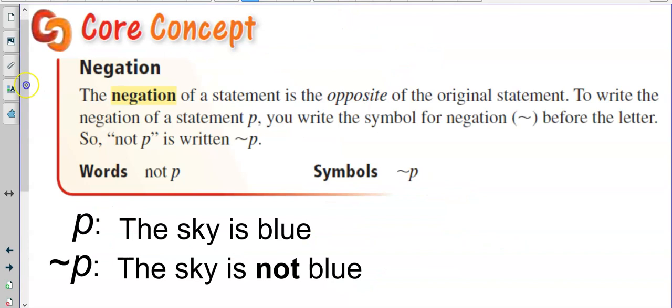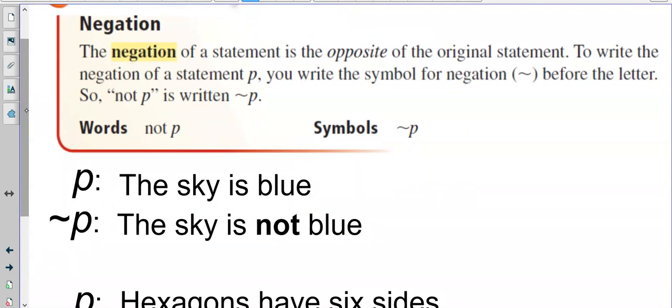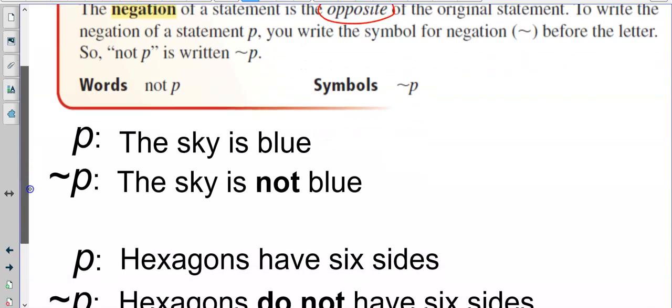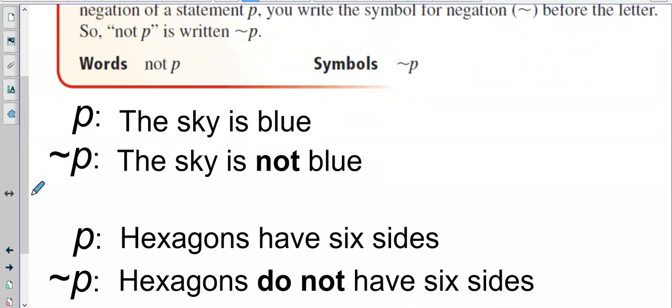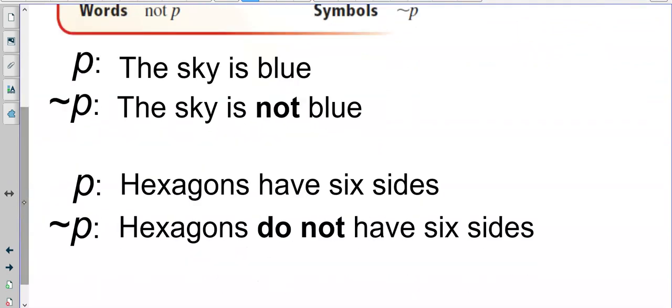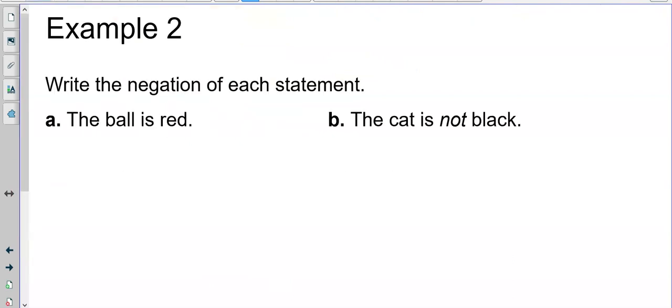All right, negation. Okay, negation is like dealing with a toddler who's always saying no, in a sense. The negation of a statement is the opposite, very key. It's the opposite of the original statement. To write the negation of a statement, we use this little symbol, the tilde, before the letter. So not P is written tilde P. All right? The sky is blue is my original statement. The sky is not blue is my negation. Hexagons have 6 sides. Negation, hexagons do not have 6 sides.